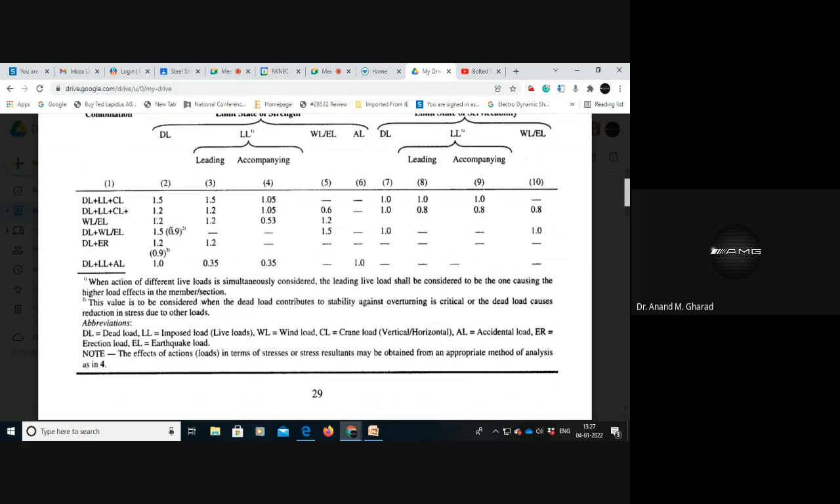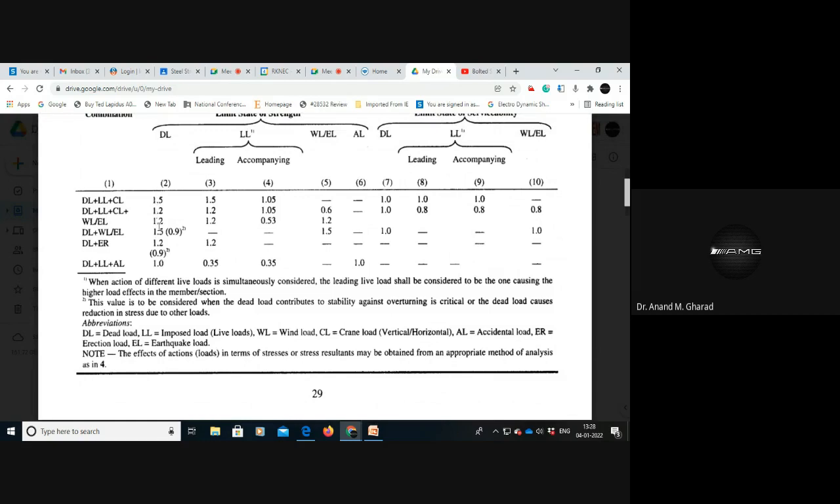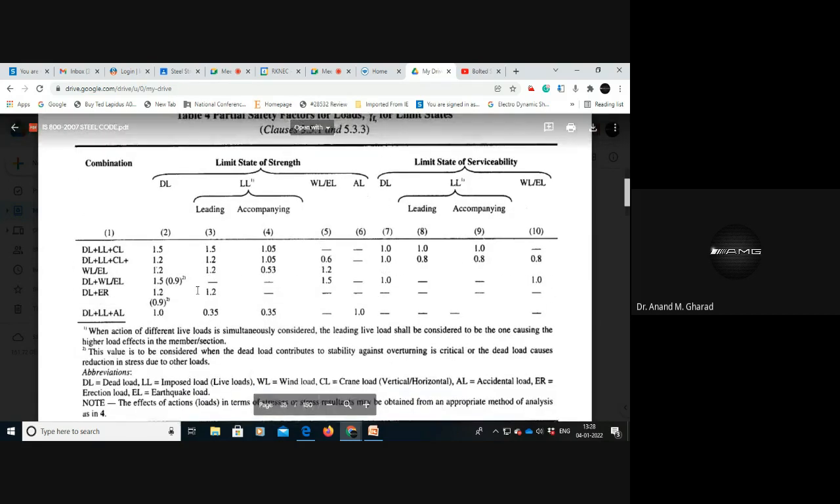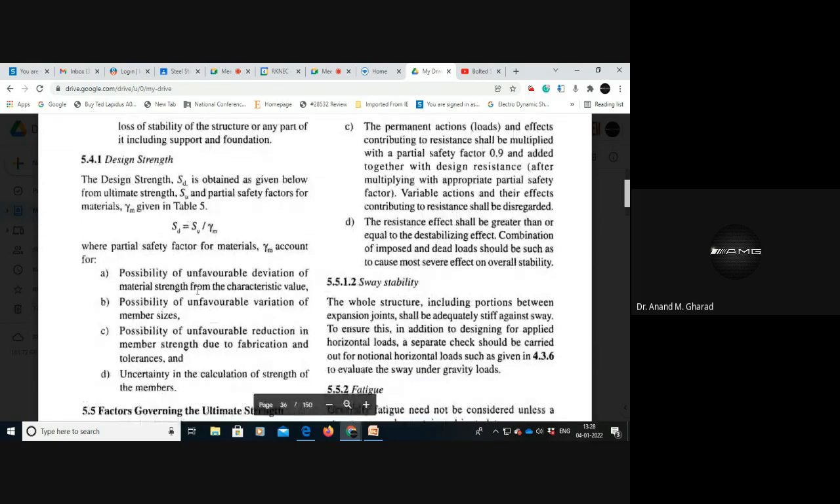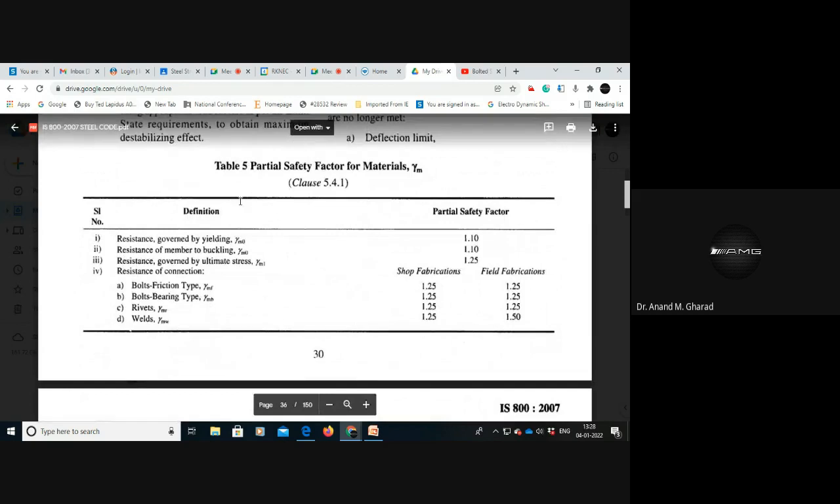This gives the critical combination and critical value for this loading. So you can see all these values which are provided by the IS code. They are based on the characteristic value concept. It has been identified based on such research. This is not only for the loading but also for material, which is given on page number 30, table number 5.